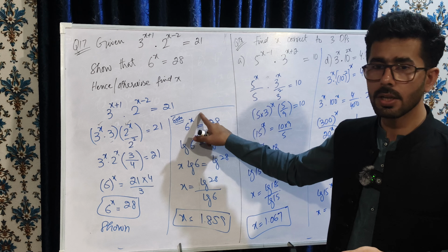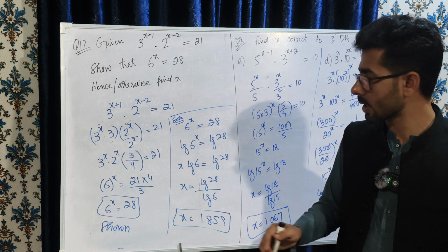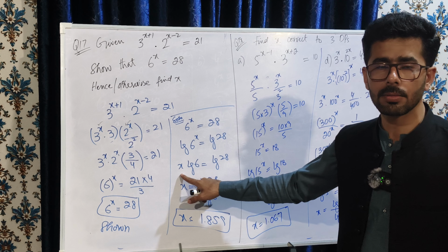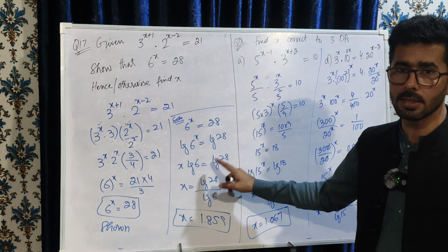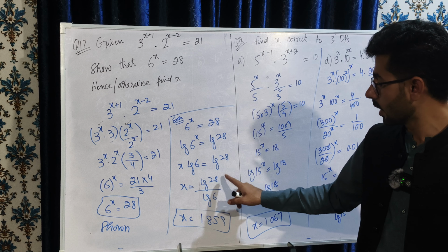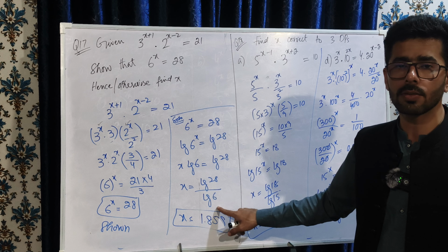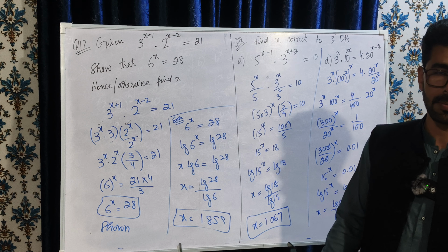So we have an exponential equation in x, we take log on both sides, x comes down in the multiplication, x times log 6 equals to log 28. So we take log of 28 divided by the log of 6, and we get our answer.